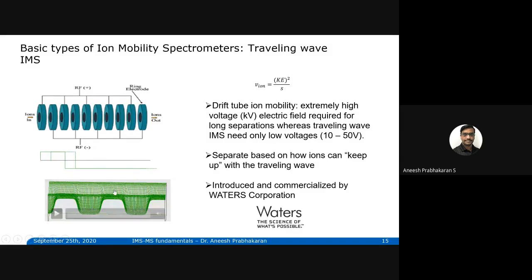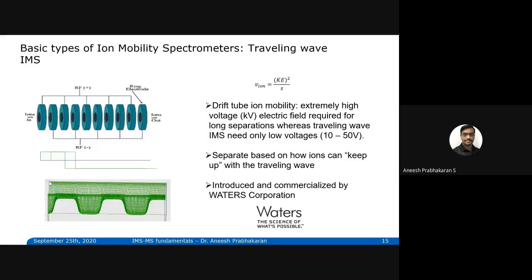This kind of device has a better resolution with the same length, and you need to use only very low voltages, 10 to 50 volts. It is based on how the ions travel through this traveling wave. The ions in this device will be taken forward by the traveling wave, and while moving, the ions will roll back. The number of rolling back depends upon the size and shape of the molecules. That's how it is separated.